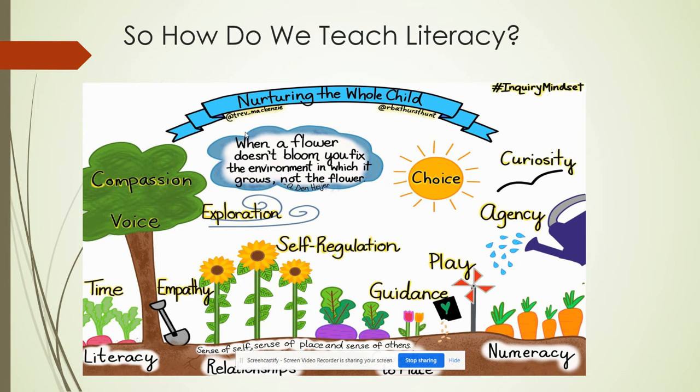Well, if we look at this picture, right, we kind of understand that children are not just made up of brain activity. There are other components to a child, and we've heard of this term before of nurturing the whole child, that children are made up of many different things. And this quote, I think, is really important to understand too. When a flower doesn't bloom, you fix the environment in which it grows, not the flower.